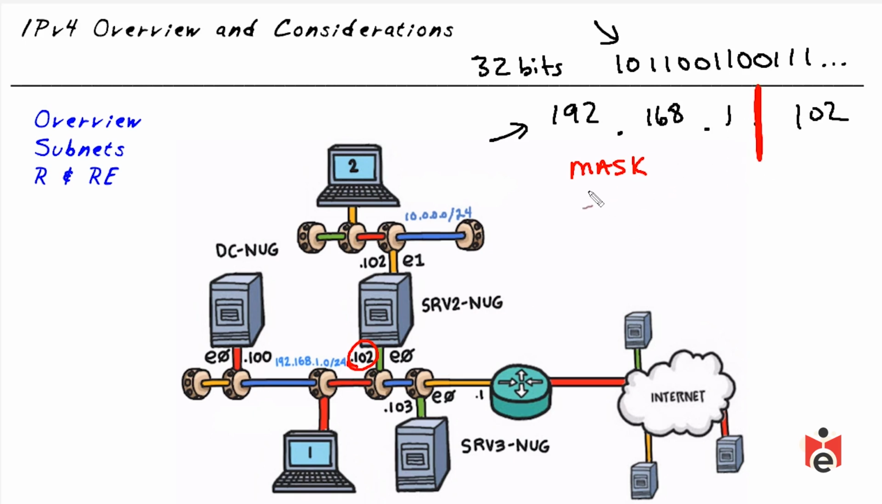And the way it does that, it represents how many bits are being used by the network. So /24 means that the first 24 bits are the network, then the remaining 8 bits over here on the right represent the host addressing on that network.